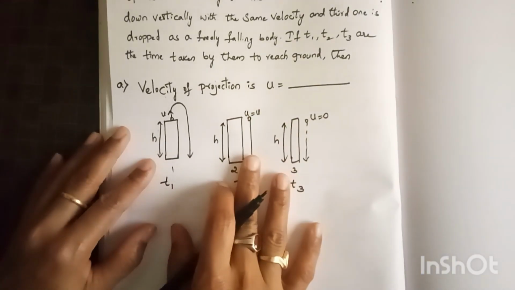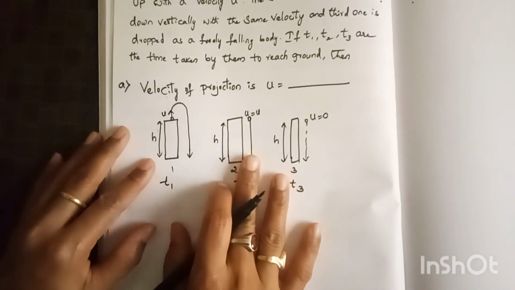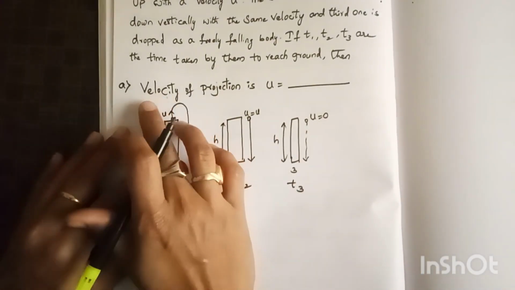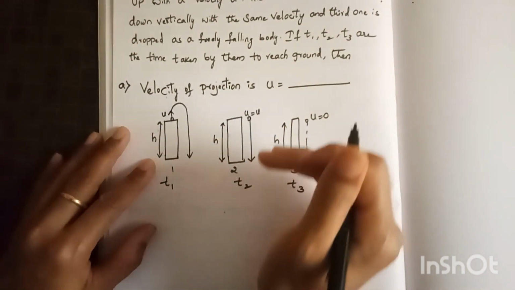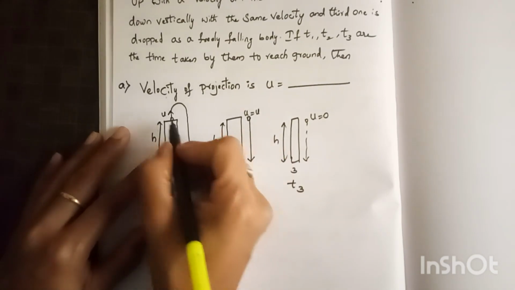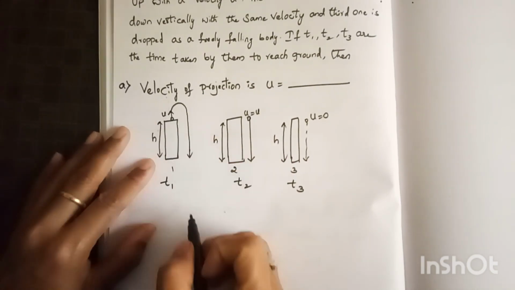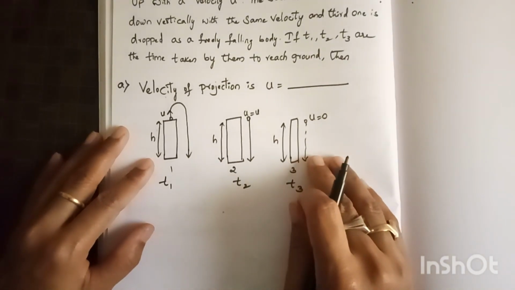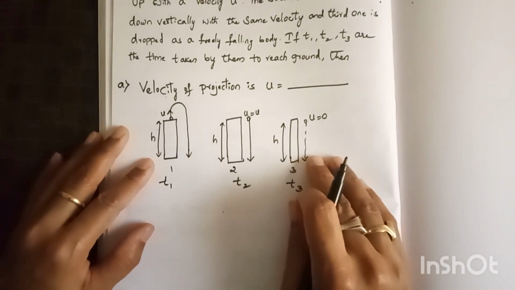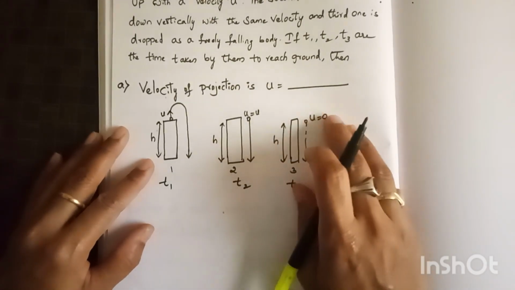Now, based on this concept, we are going to find some terms, that is, the velocity of projection. Which velocity? The velocity u. Now we are going to find the value of u. You cannot find the u value for the third body because we are dropping it freely from the top of the tower. So u equals 0.